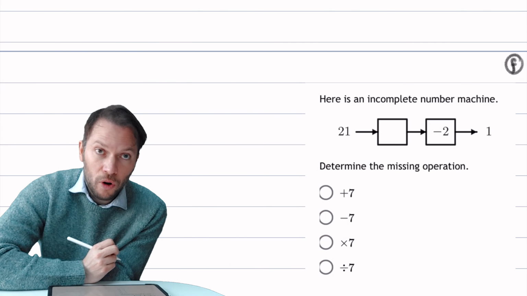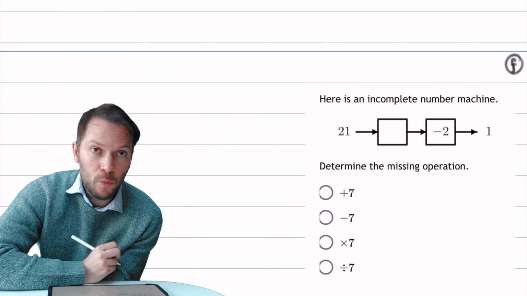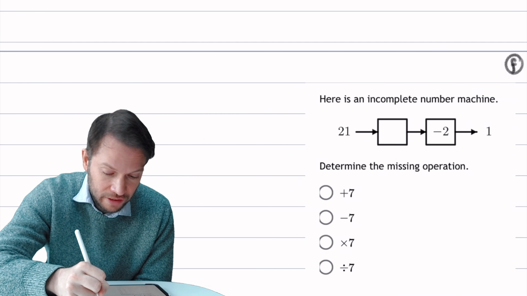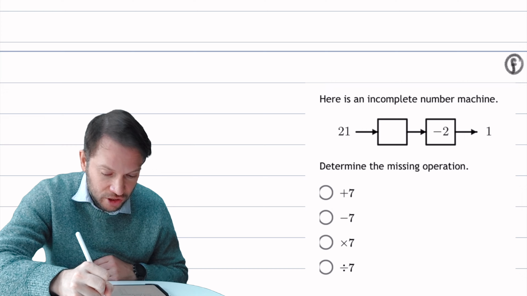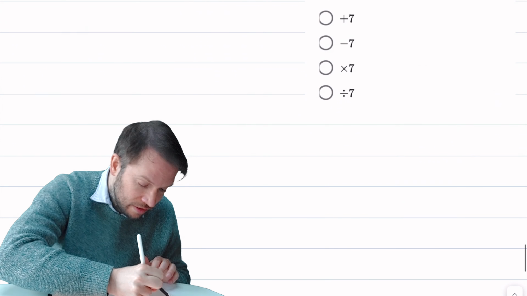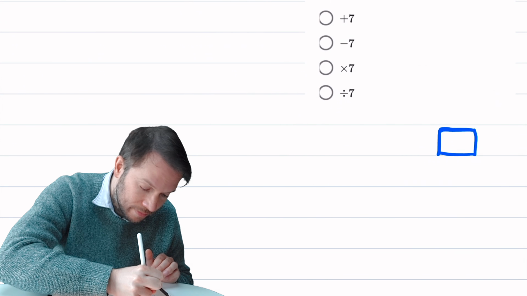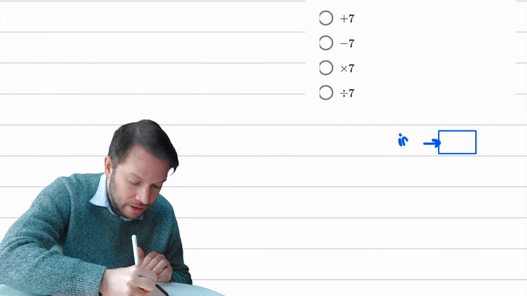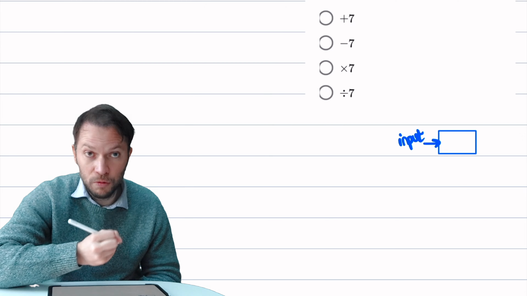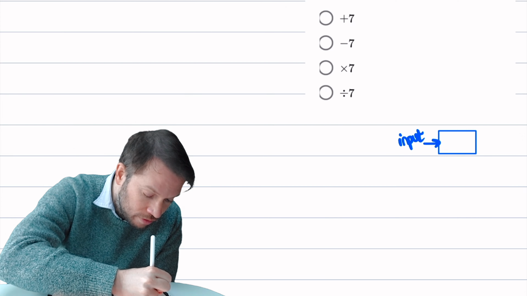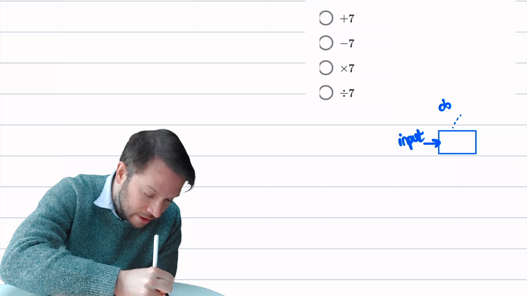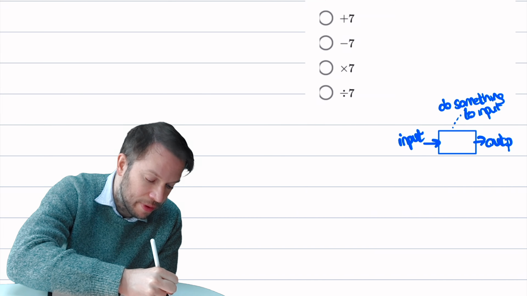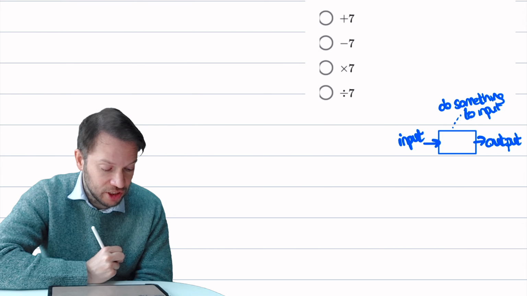Hi, in this video on function machines, we're going to try and work out the missing operation when we've got two different function machines. Now let's just remind ourselves what a function machine is. It's this kind of rectangular box. What happens is that you have some input, something that goes into your function machine, also known as a number machine. You do something to the input, and then it spits out an output. That's the number that's coming out of the function machine.